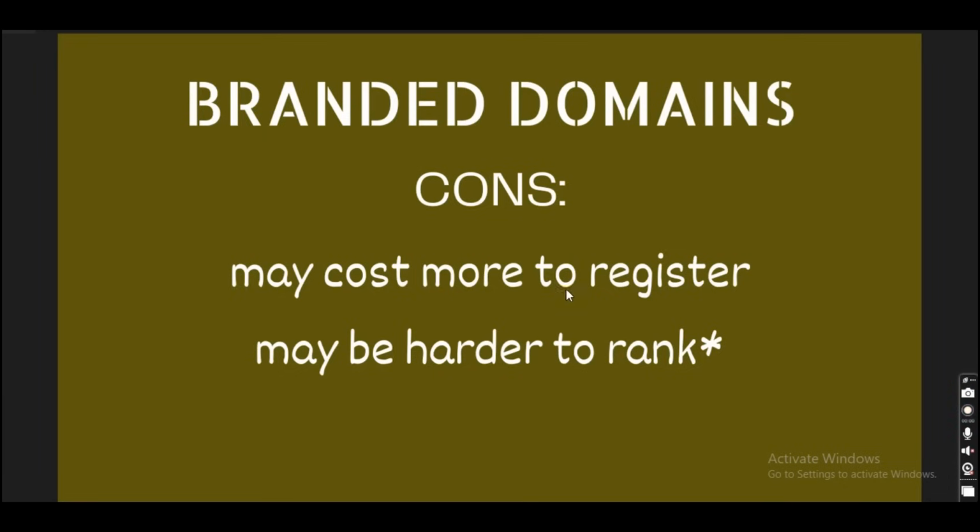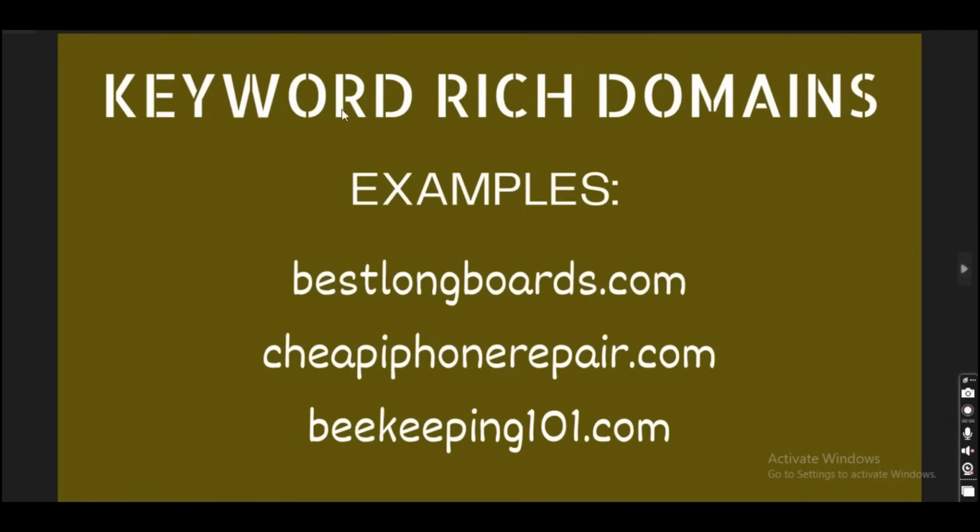Okay, so now the next type of domains we want to talk about is keyword rich domains. Keyword rich domains are the ones you're already probably familiar with. Best longboards, maybe a website that talks about and reviews best longboards. Now, cheap iPhone repair, you can see the website is already about iPhone repair. So this type of domain name must have the main keyword, you understand? So they have keywords in the name.